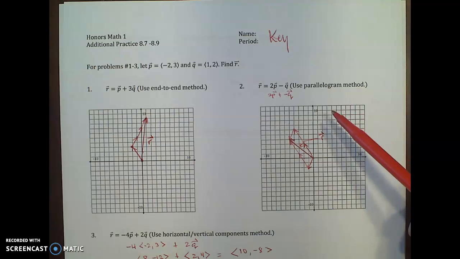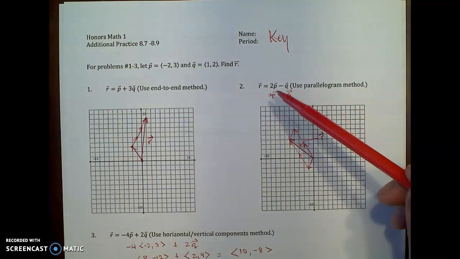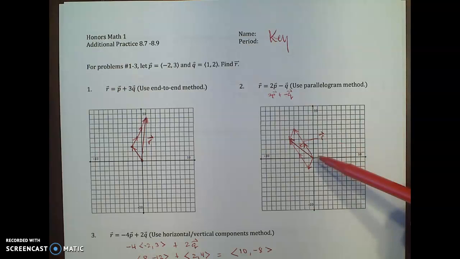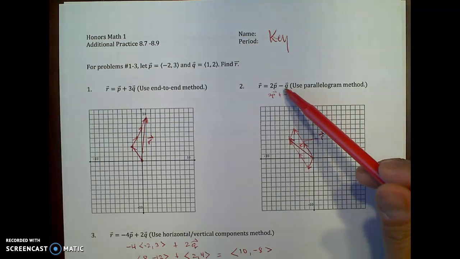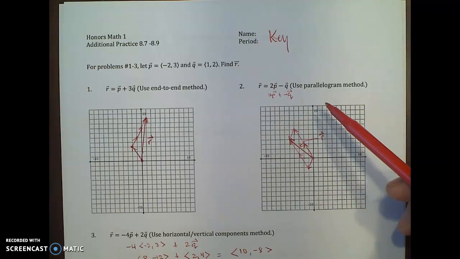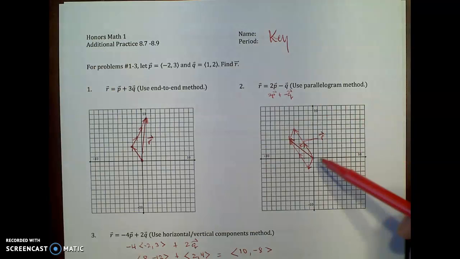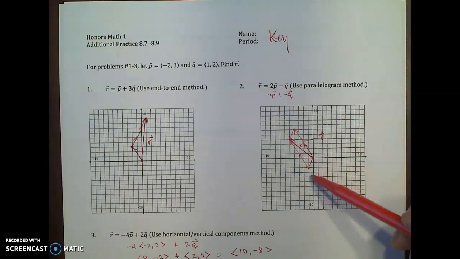For number 2, again, we're going to use the parallelogram method for this one. So it's 2 times vector P. So again, here I'm going to start at the origin as my common starting point. So coming out of here is 2 times vector P. From this common starting point, I'm going to do minus or negative vector Q, and that's this vector Q going in the opposite direction. So here I have vector Q coming out of the same starting point.